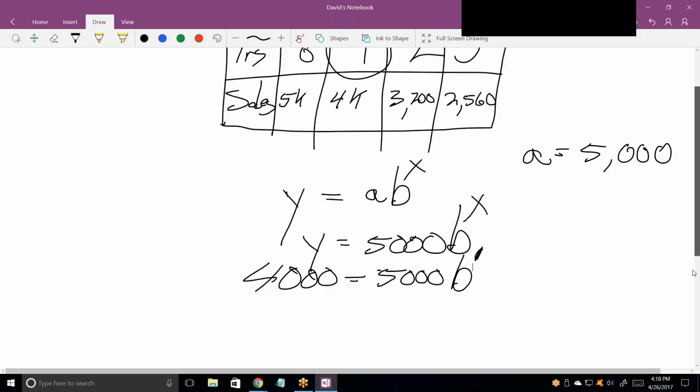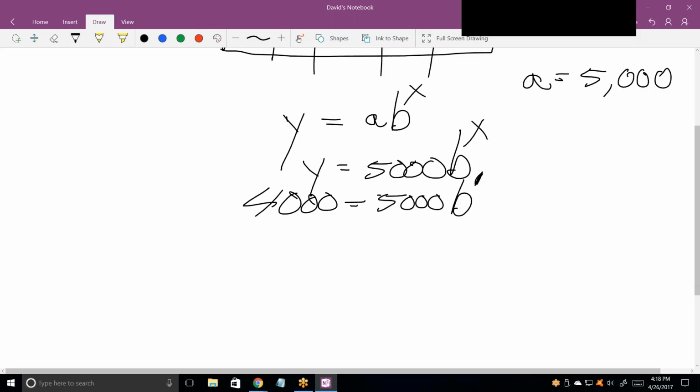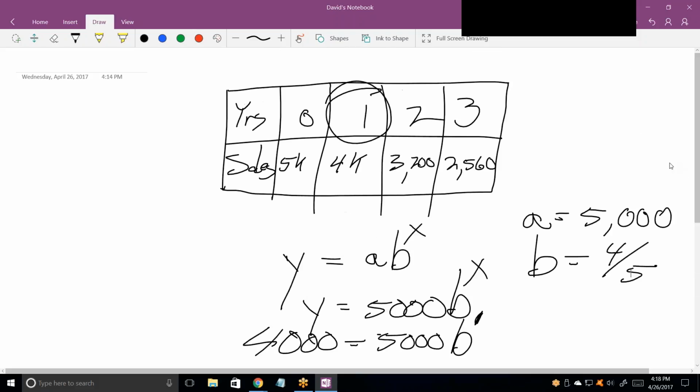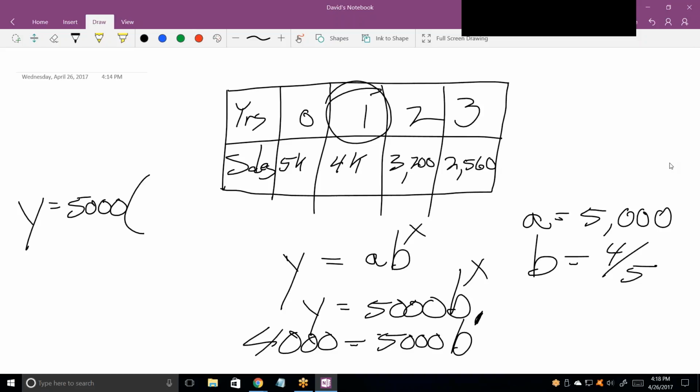And that means b is 4/5. Okay, and so we have our equation, we think. Let's go up and test it, make sure that it works. So we've got y equals 5,000 times 4/5 to the x power. So let's see if it works for x equal 2.